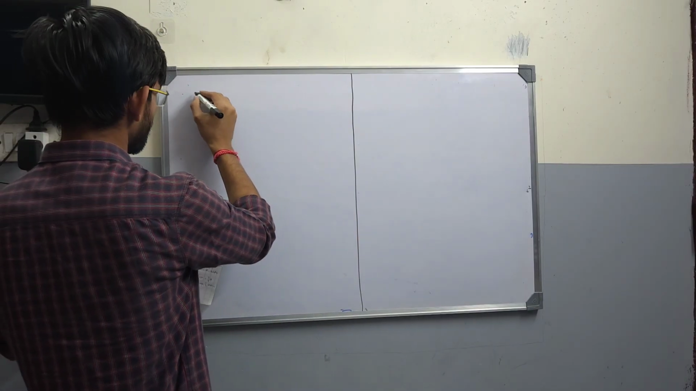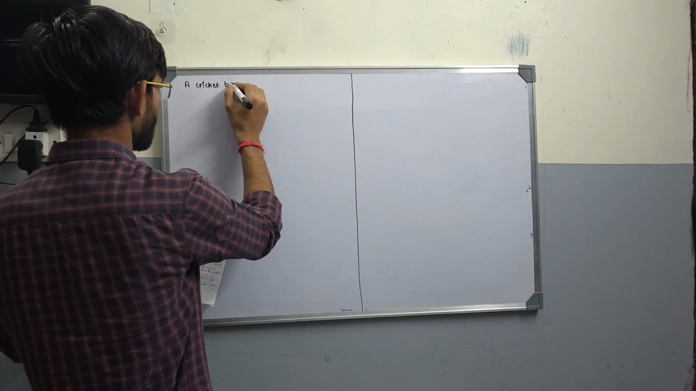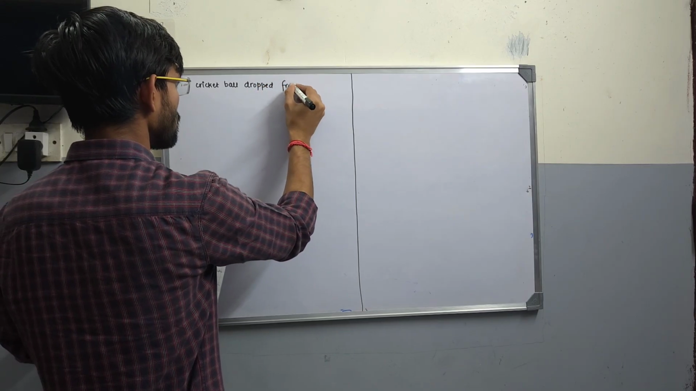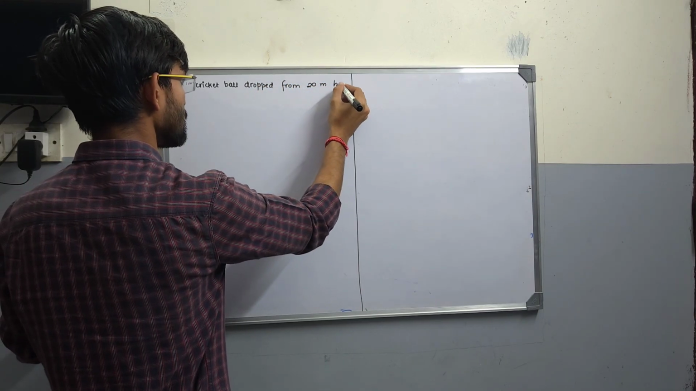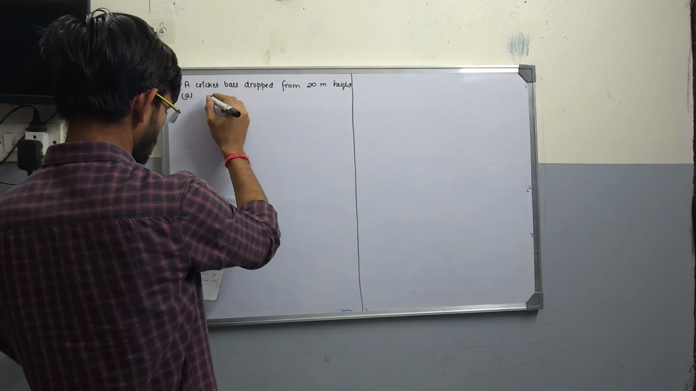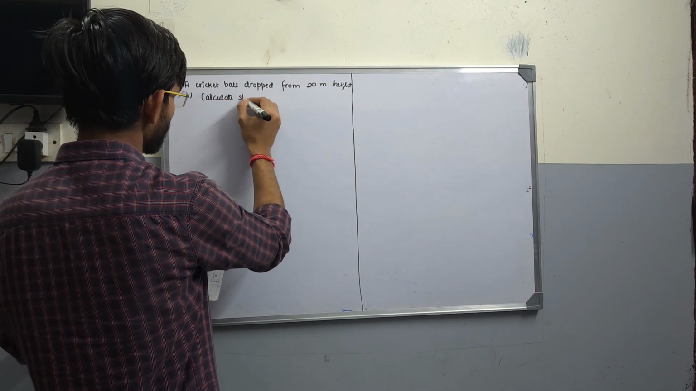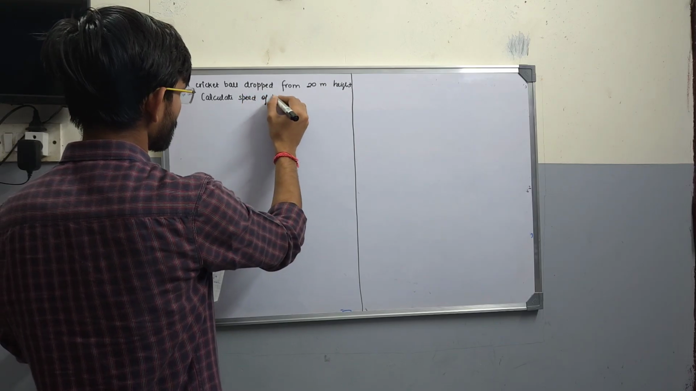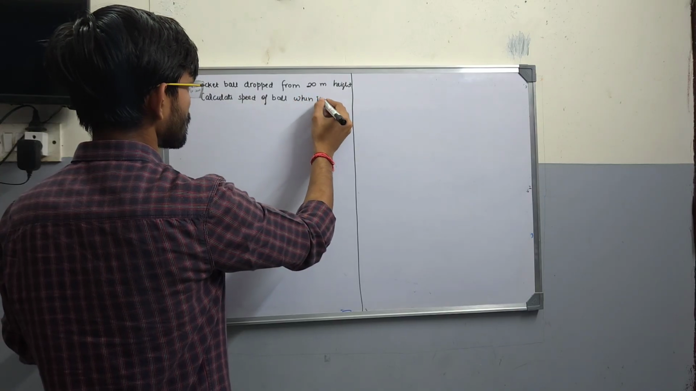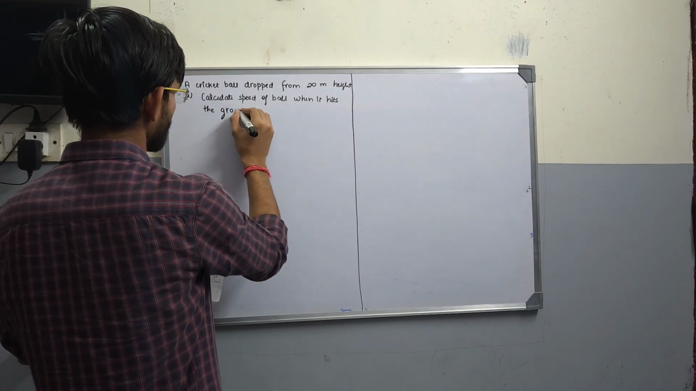A cricket ball is dropped from 20-meter height. Calculate the speed of the ball when it hits the ground, just before it hits the ground.